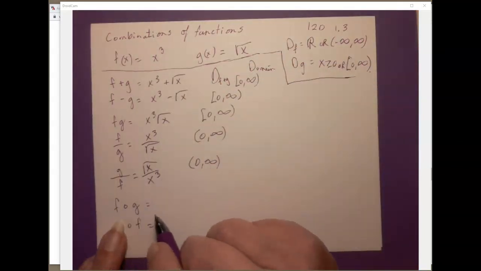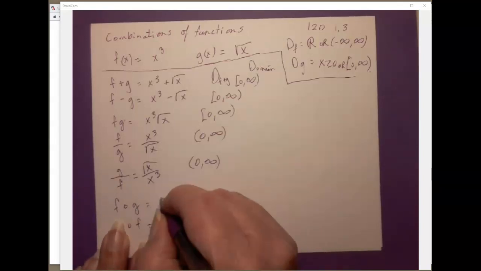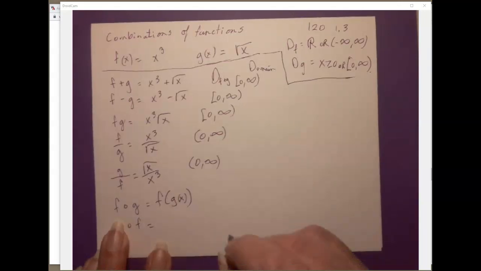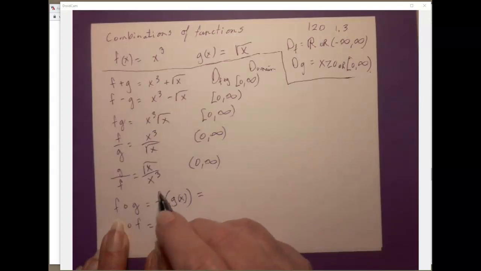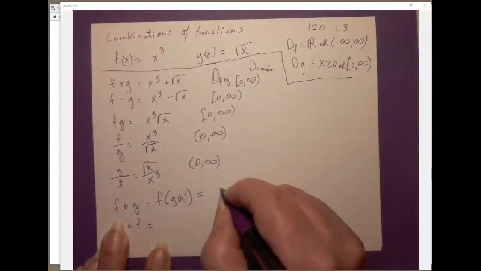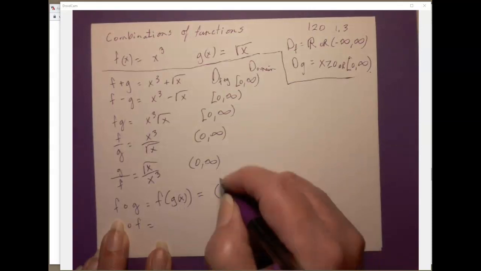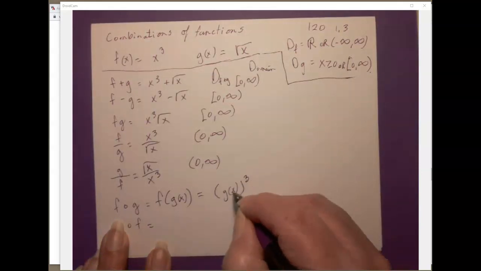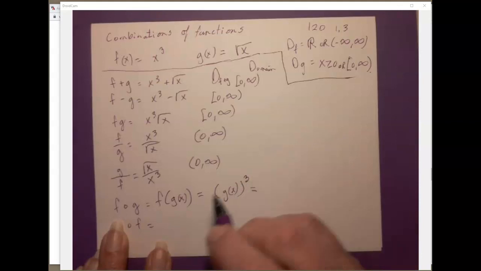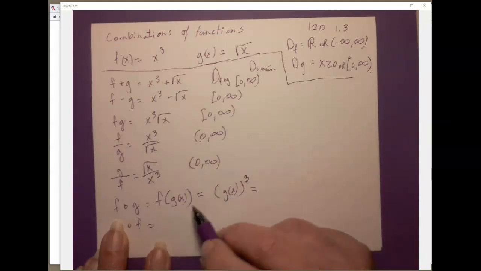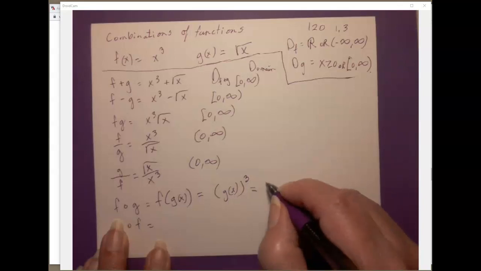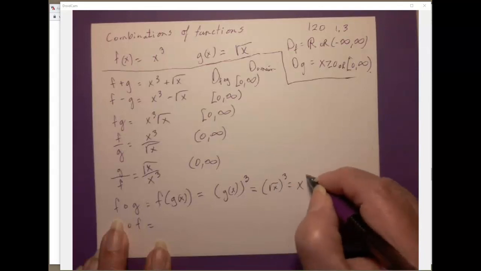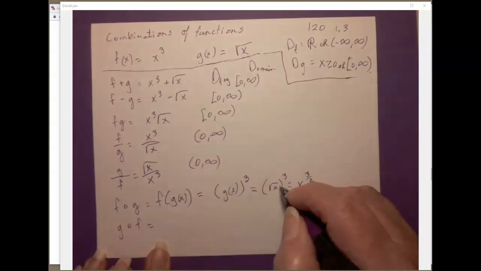Now f of g is a composition, so that means it's actually f of g of x. That's what the composition notation means, right? So I'm going to go to my f equation and put g of x in it. My f equation says I have x cubed, but instead of putting x, they want me to put g of x. Now I don't require that you write it like this. You can skip this step. You don't have to write this step either. But you want to be thinking this so that you get the answer correct. So this is the square root of x cubed, which gives me x to the 3/2 power. Or I could leave it like that.